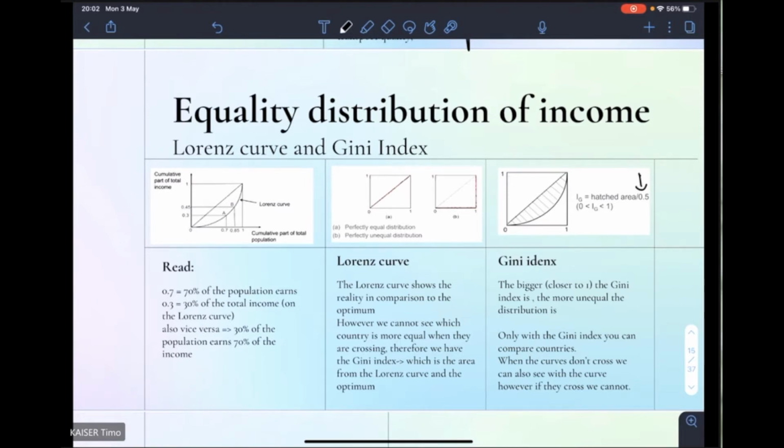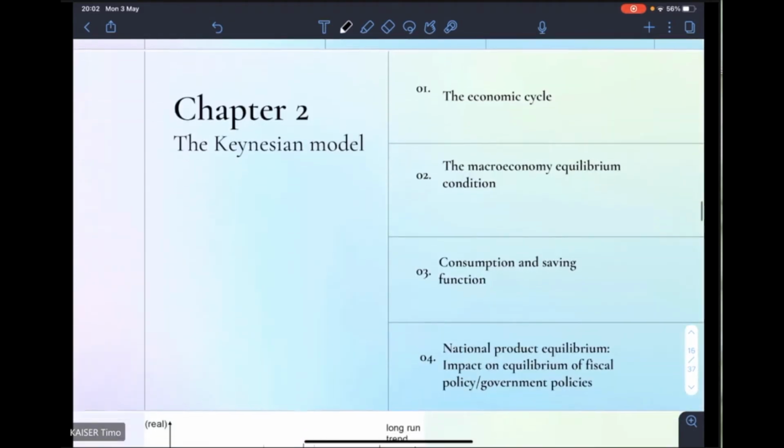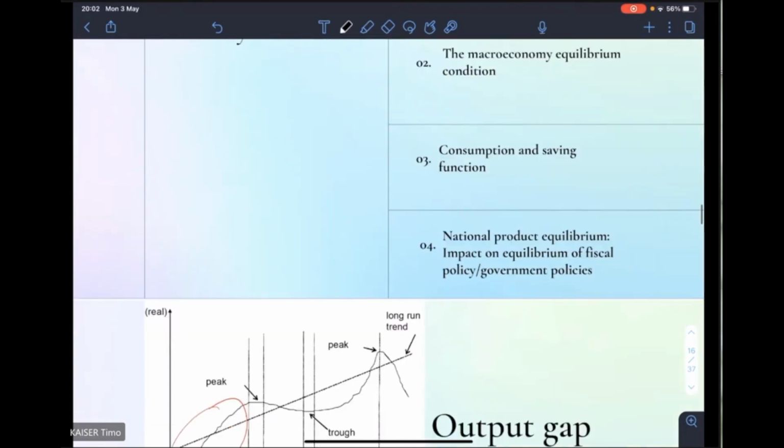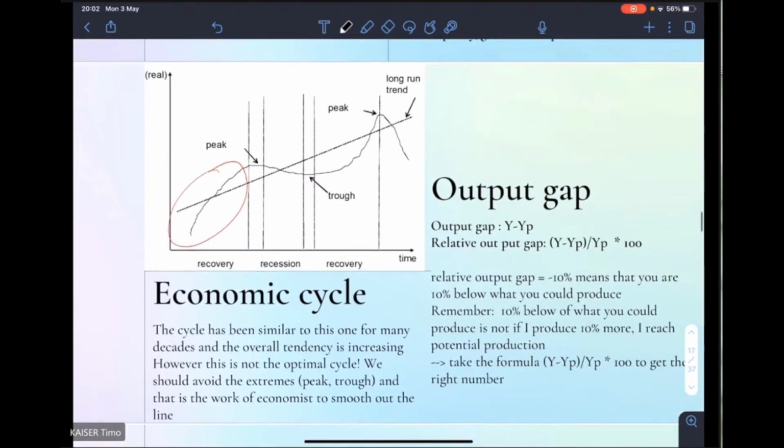And yeah, let's move on to chapter 2, our beloved Keynesian model. Okay. Let's start the Keynesian model first with the economic cycle. So on this picture here, you can see the economic cycle that has repeated itself over the last years or the last decades many times. It's always quite similar. There is a peak where it's going up, then it's going down again, going up again. And that's our economy, that's our GDP.